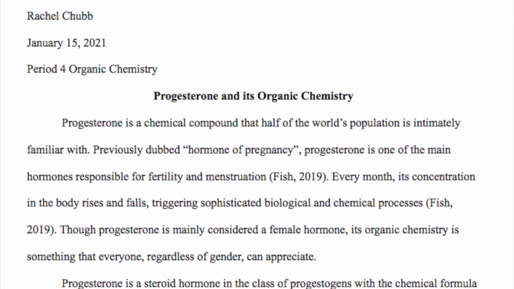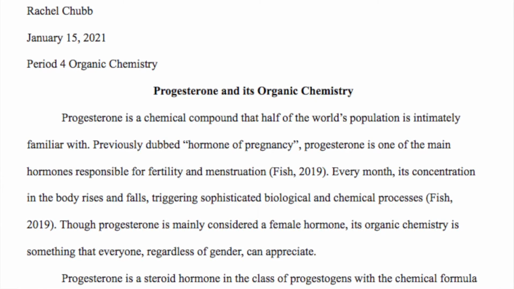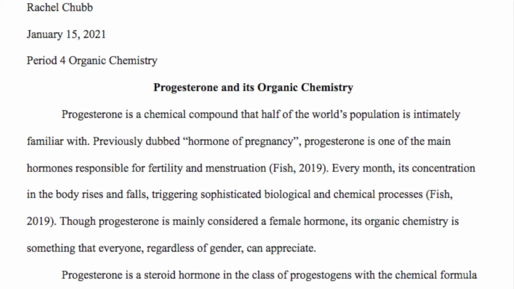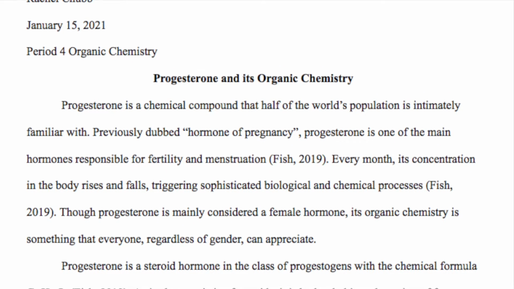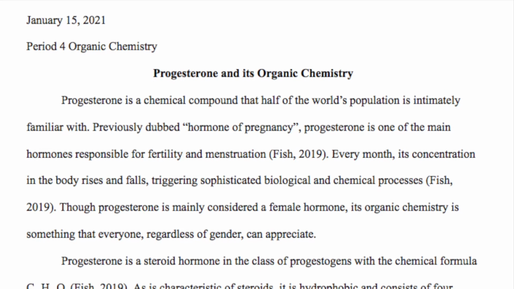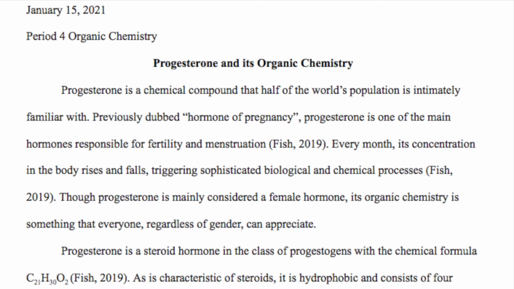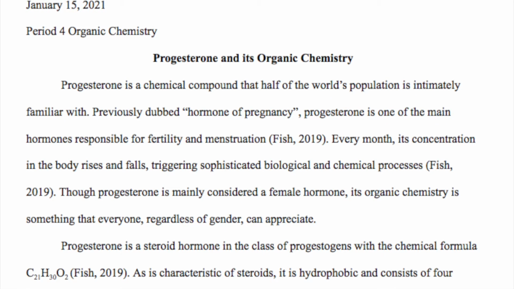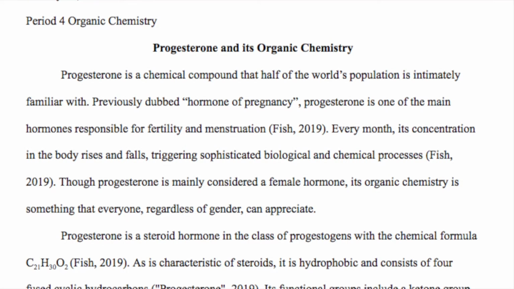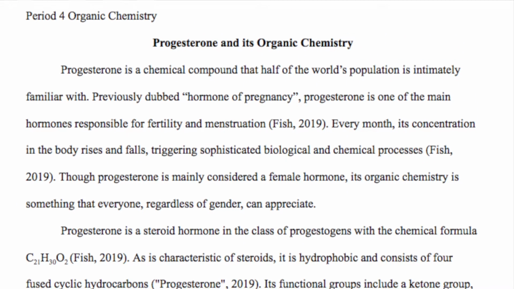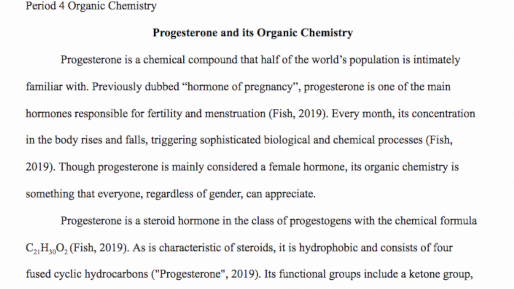Progesterone is a chemical compound that half of the world's population is intimately familiar with. That's a good opening statement. Previously dubbed hormone of pregnancy, I missed a "the" there, progesterone is one of the main hormones responsible for fertility and menstruation. Every month, its concentration in the body rises and falls, triggering sophisticated biological and chemical processes. I did not know what I was talking about here. This is so vague.